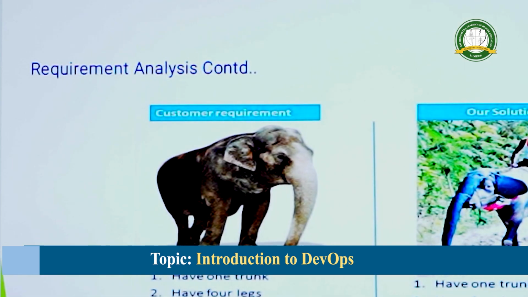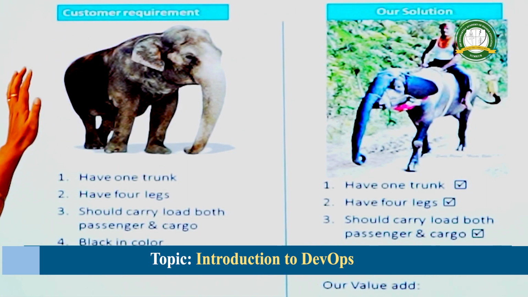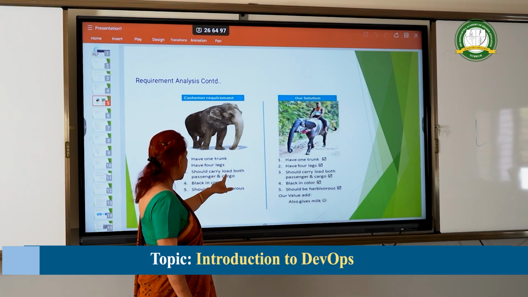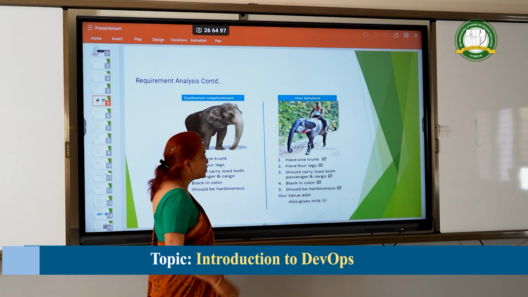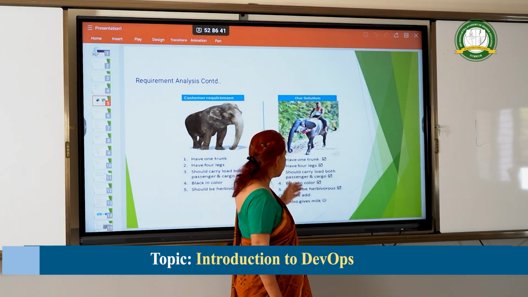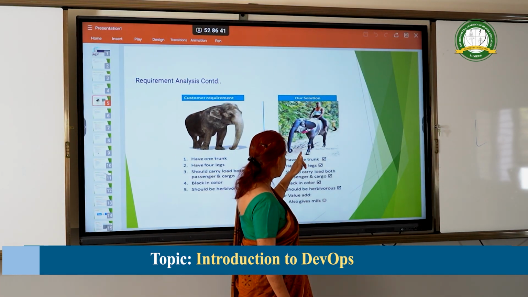Next, in the requirement analysis, the client will describe the picture like this. The customer requirement is: have one trunk, have four legs, should carry a load of both passengers and cargo, black in color, should be herbivorous. So the IT people will develop it like this, with a buffalo: having one trunk and four legs. Yes, you can see the picture.